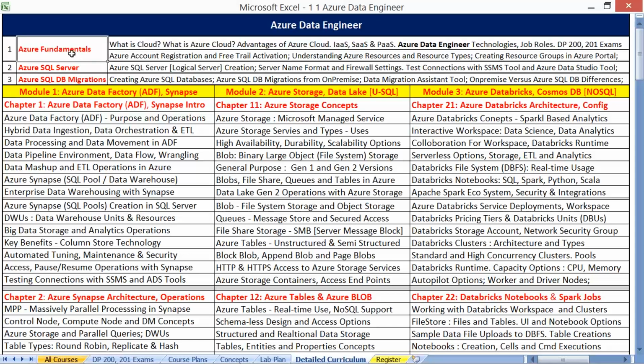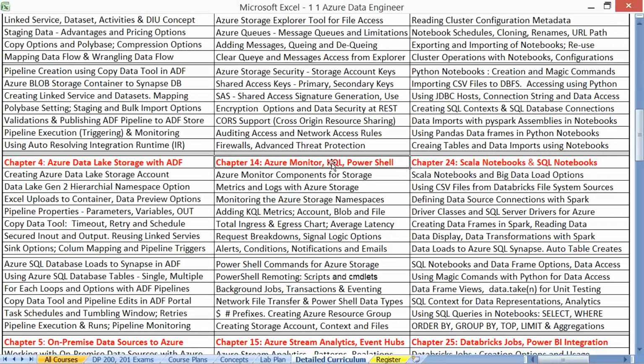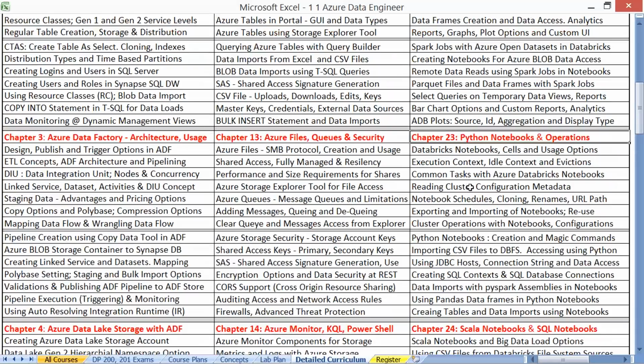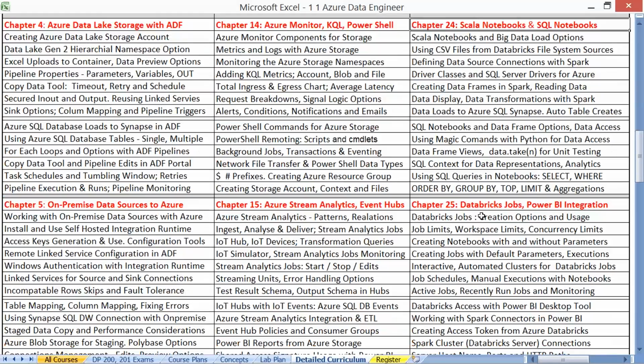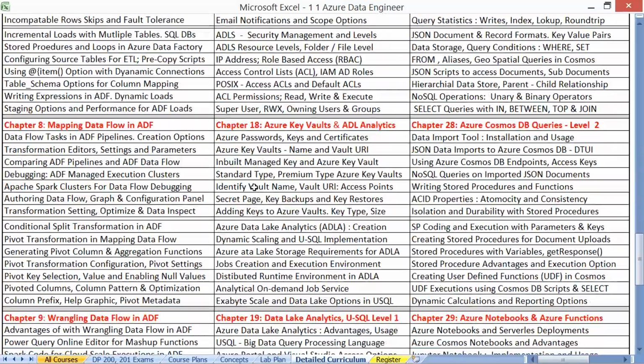Right from the basics to data factory, Synapse, data lake storage, Databricks, Cosmos, and inside the journey, we'll talk about Azure functions, key vaults, and a lot of other technical activities including KQL, Kusto query language, and we have Python, Scala, and SQL and Power BI integration activities.